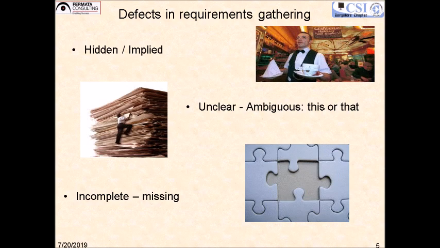So the implicit requirements, unclear requirements, and incomplete requirements are the defects in the requirements gathering process, and we have to resolve them by documenting the requirements after asking questions, and also taking care of requirements coming from reference documents and standards.